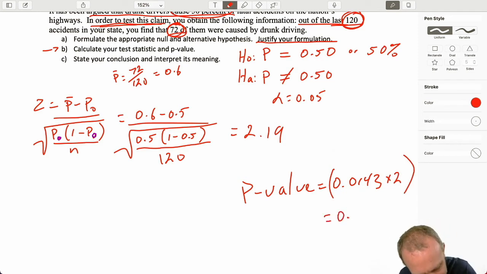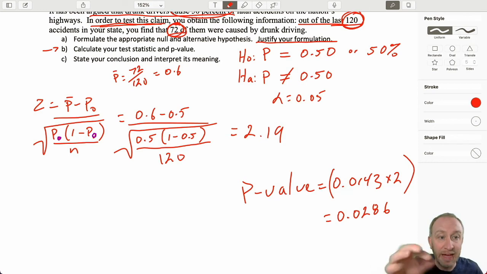So my p-value here is 0.0286. That's my p-value for a two-tail test. And again, that's that step that is just a little bit different because it's a two-tail test, and it's really easy for students to overlook that.